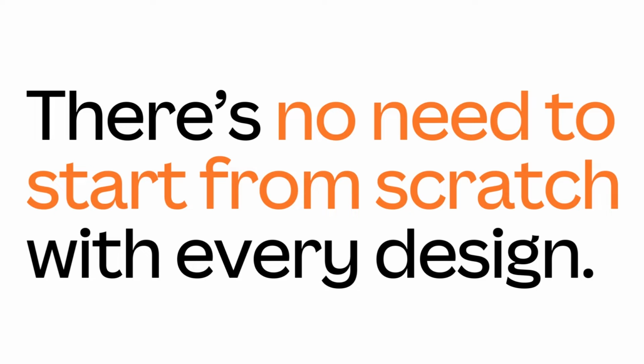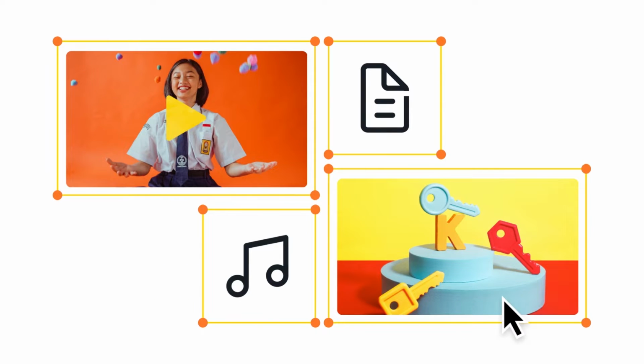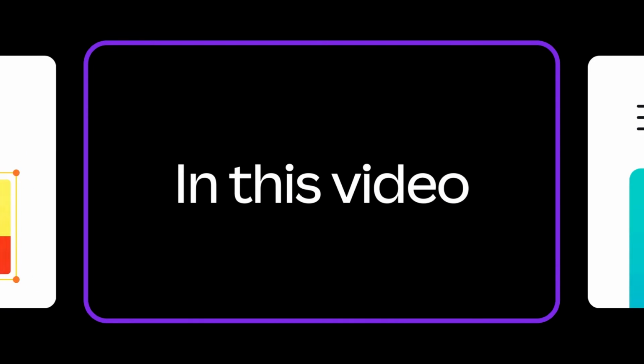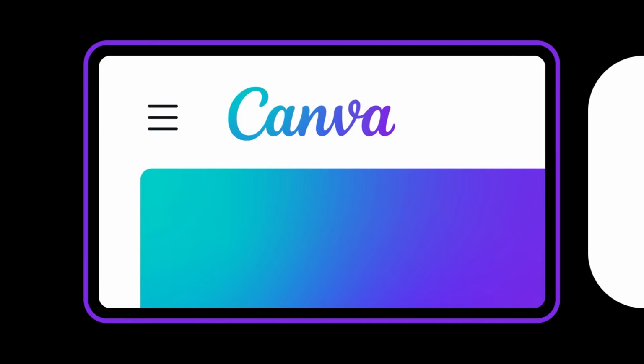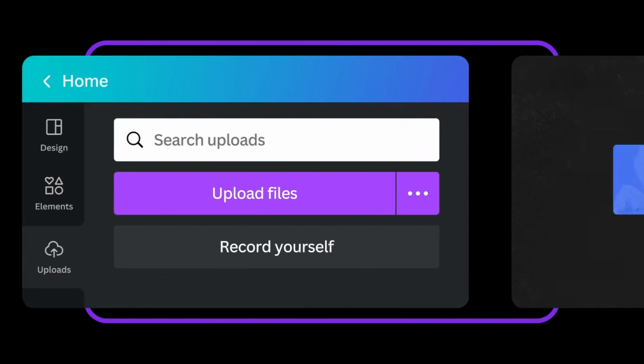There's no need to start from scratch with every design. With Canva, you can upload your own photos, documents, files, and videos, allowing you to transform them into a fully customizable design. In this video, we'll show you how to upload and import on the homepage, in the project space, and in the editor. Let's begin.